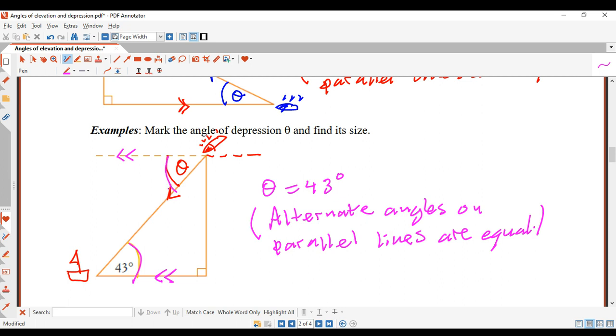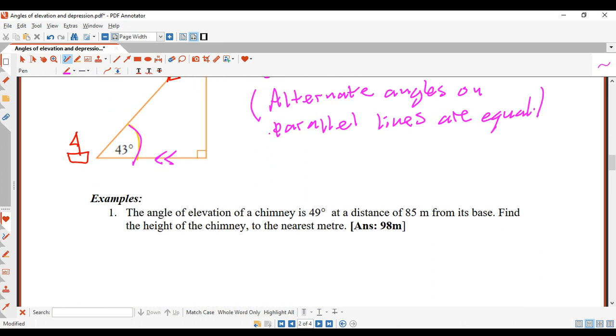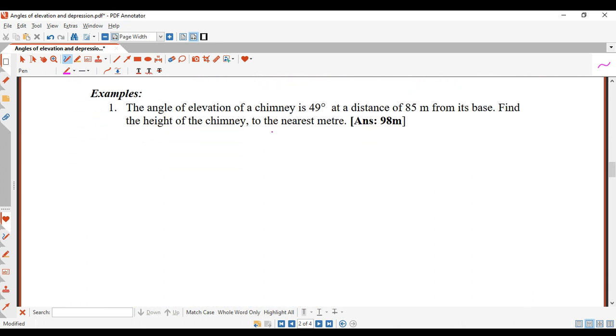Okay, so the angle of depression, by the way, the angle of depression was theta, wasn't it? That's the angle of depression just there. All right, so let's put that into a question now.